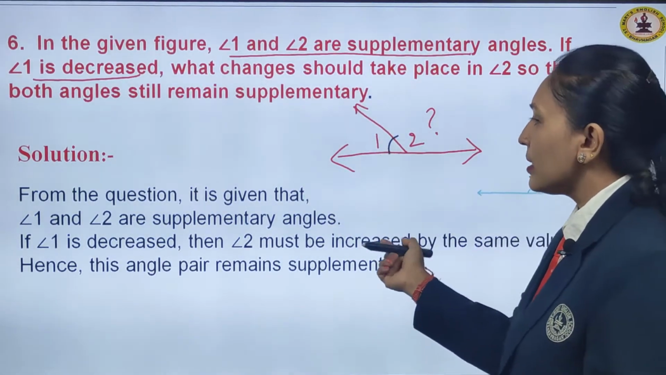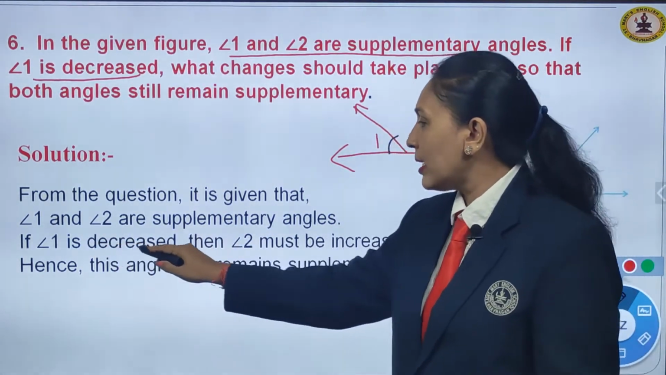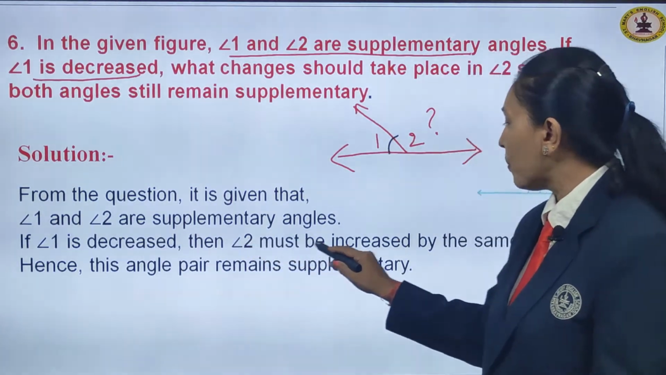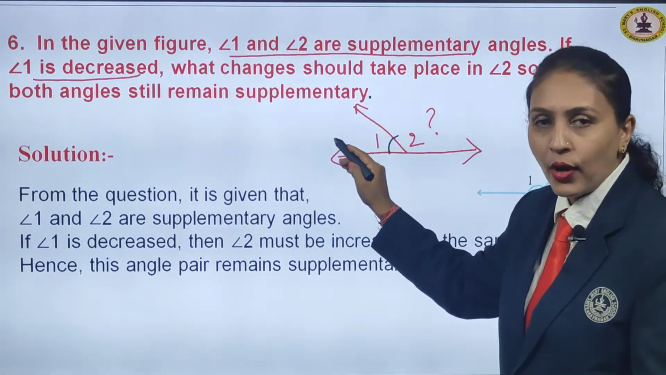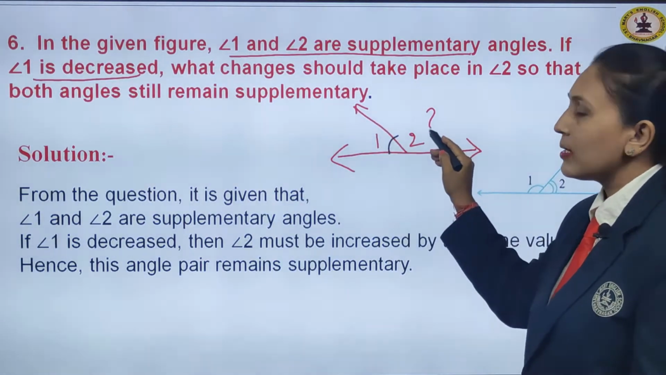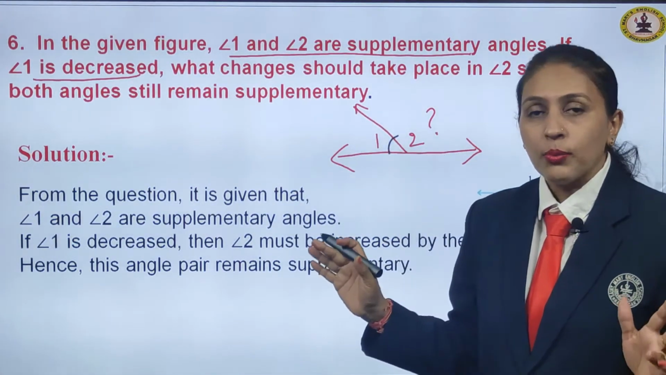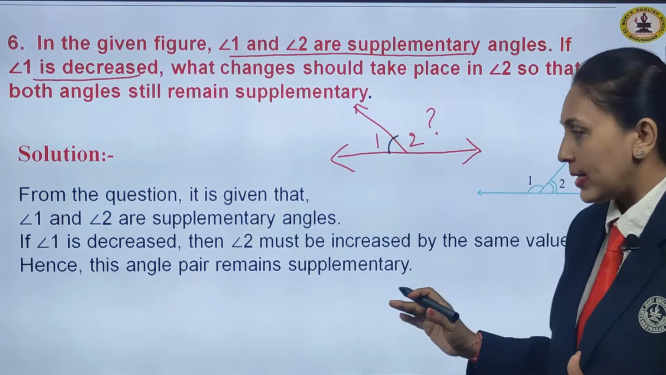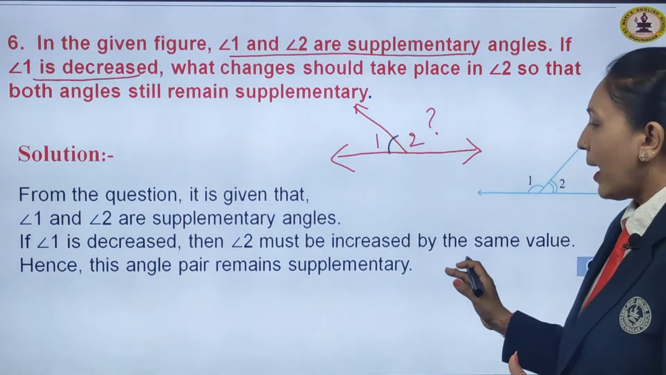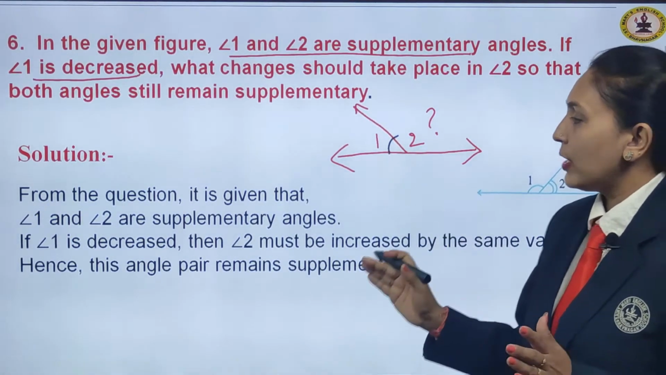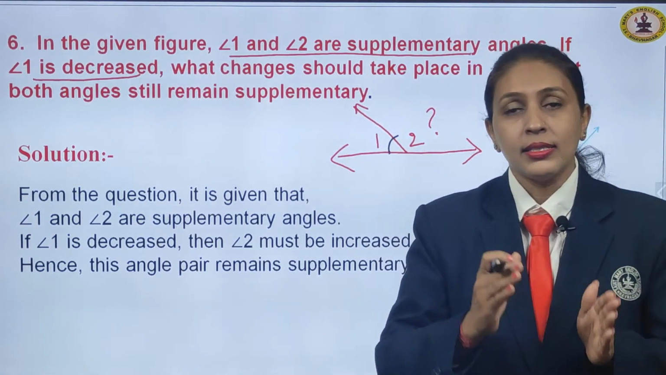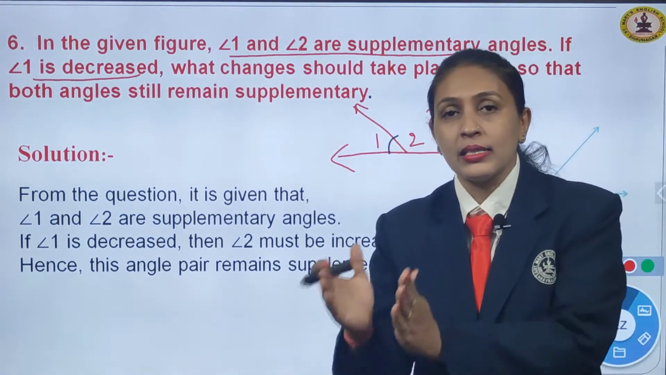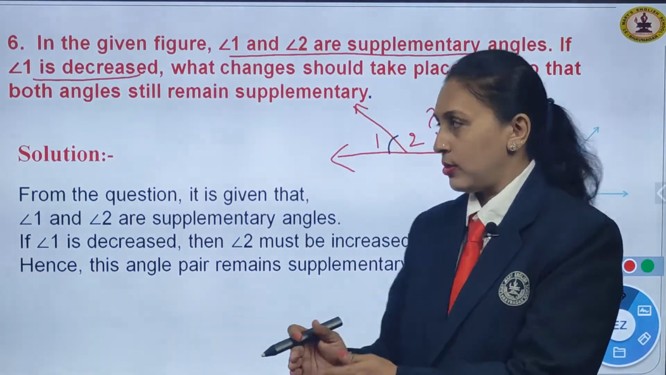So what will be the answer? If angle 1 is decreased, then angle 2 must be increased by the same value. If I am decreasing angle 1 by 40 degrees, angle 2 will increase by 40 degrees, because both of them together make 180 degrees. So hence what is our answer? If we decrease angle 1, the same value will be increasing for angle 2 also.